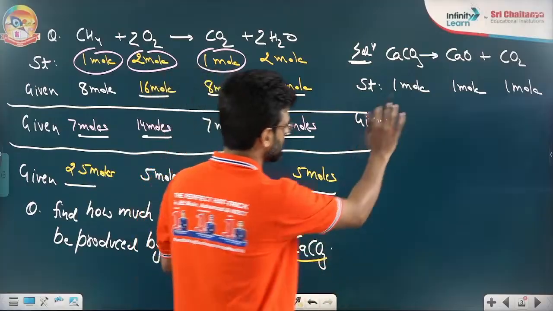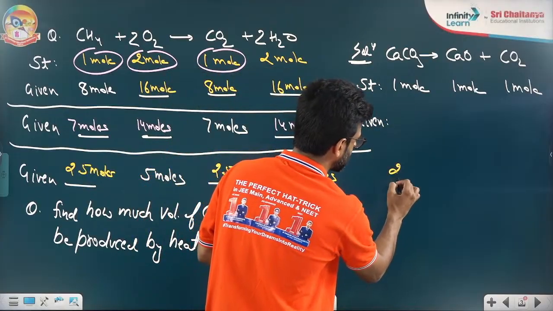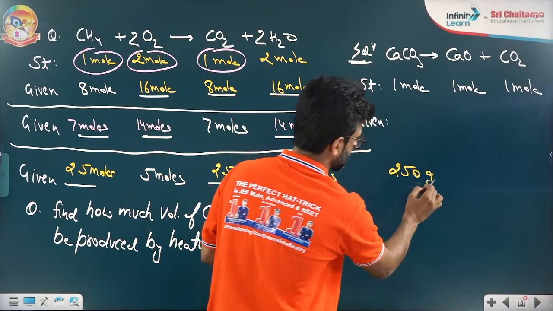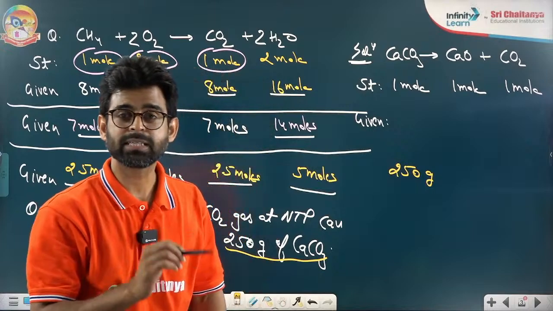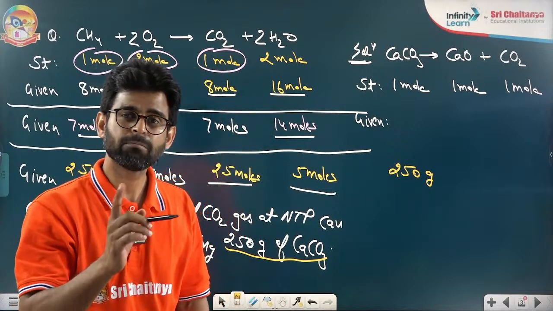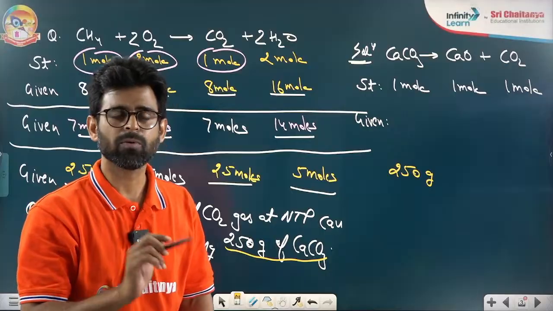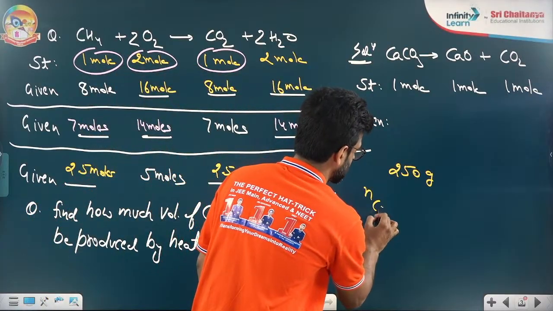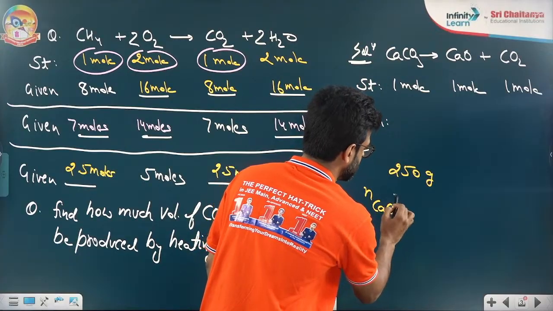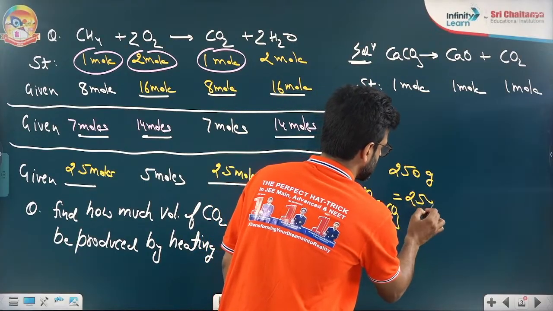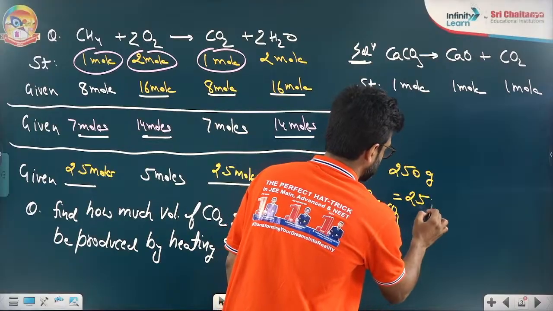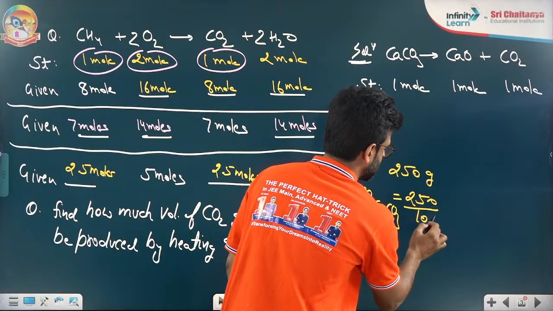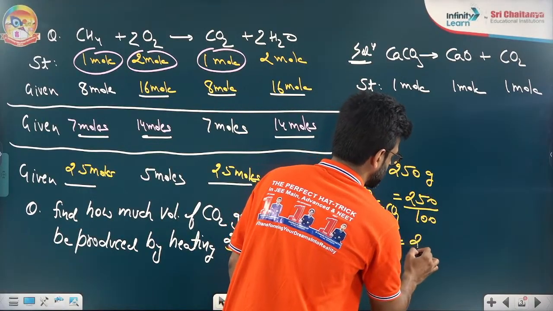Look at this carefully. They gave me 250 gram of CaCO3. Can we make it mole? Yes, we can find the moles of CaCO3. How? By the given weight divided by its molar weight. That means 100. So how many moles are coming? 2.5 moles.